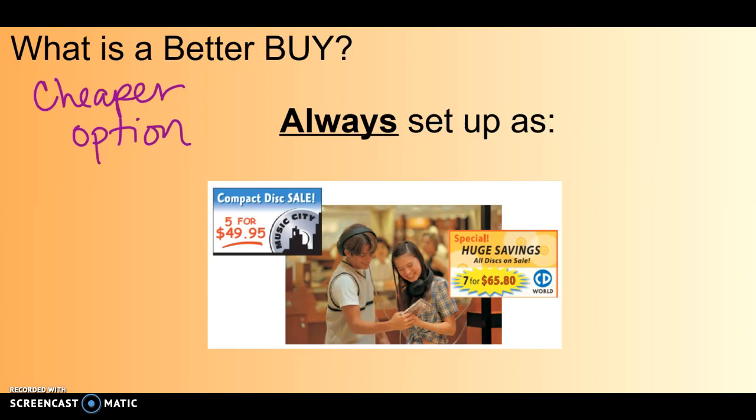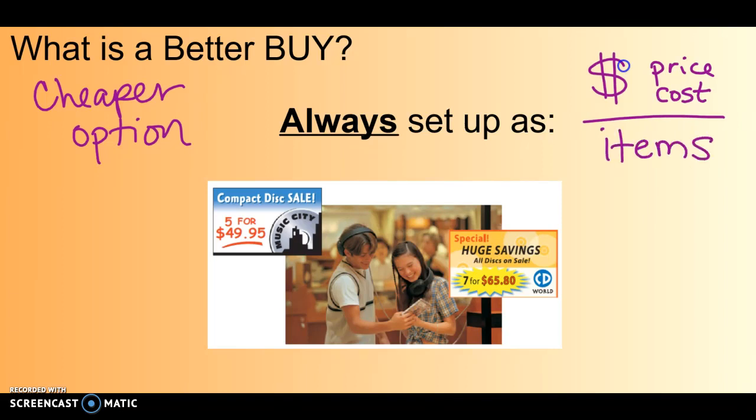So when you find a better buy, you're always going to set it up as money on top. So this is going to be the price or the cost on top divided by the items that you're buying. So some examples, you might find like the price per ounce or the price per pound or the price per cup or the price per can. So you're always going to have money on top divided by what you're buying.